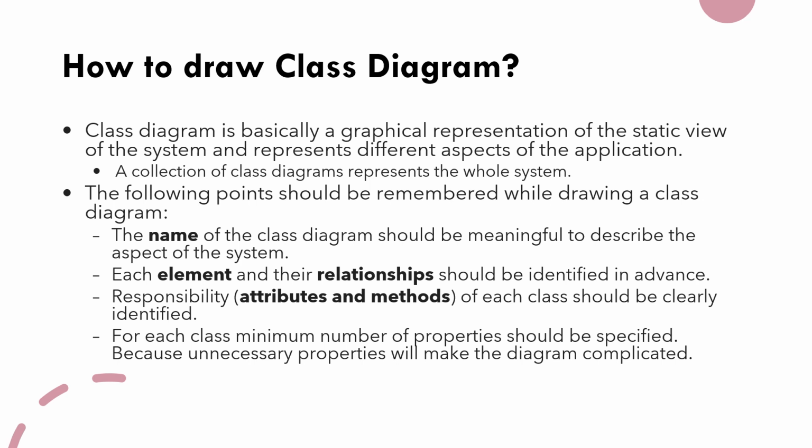Then responsibility, that is attributes and methods of each class, should be clearly identified. So this should be the same. You need to identify those things, prepare in advance before you start to draw the class diagram. For each class, a minimum number of properties should be specified because unnecessary properties will make the diagram complicated. Minimum number of properties.